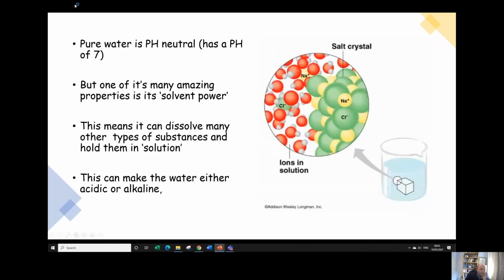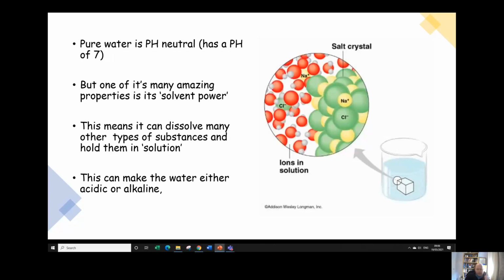So, pure water is pH neutral. pH is a scale that measures acidity or alkalinity, and 7's right in the middle. It's neither acidic nor alkaline, it's described as neutral. So pure water, distilled water, has got a pH of 7.